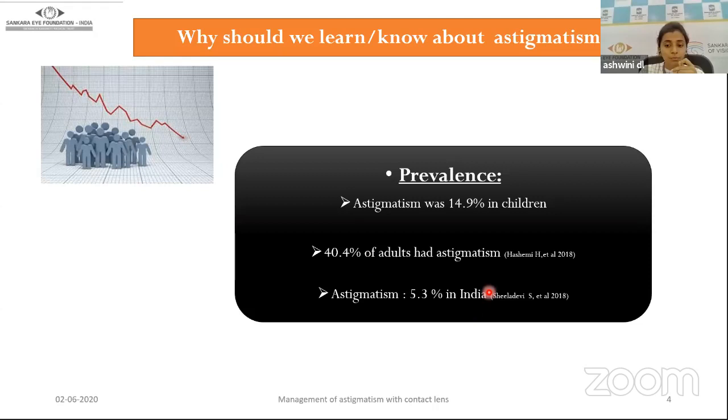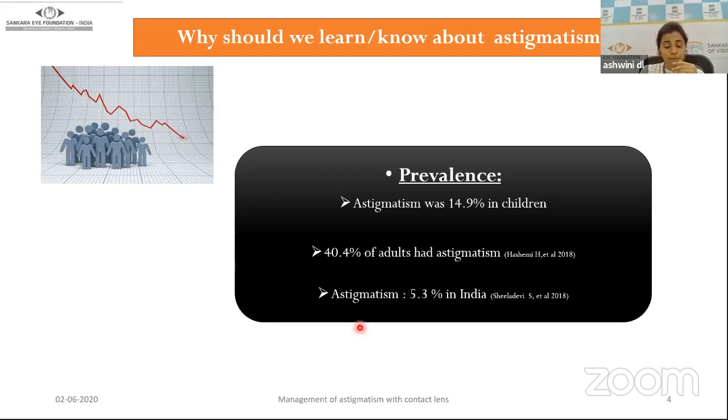But again, in India also there was a study done by Sheeladevi et al. in 2018. Again, it is a systematic review and meta-analysis, in which they compared astigmatism, myopia, and hypermetropic refractive error. In the Indian population, they observed that astigmatism was most commonly seen compared to myopia and hypermetropia. Astigmatism was around 5.3%, myopia was around 5.2%, and hypermetropia was around 2 to 3%.